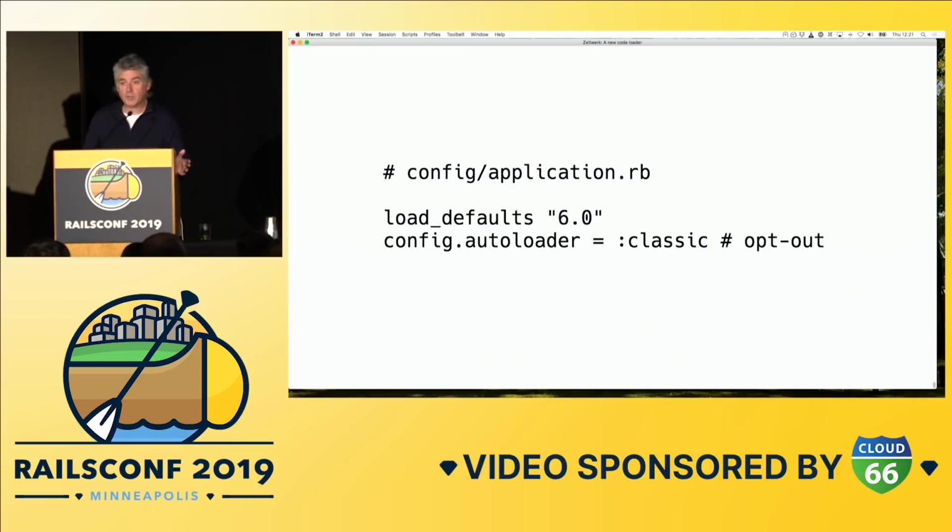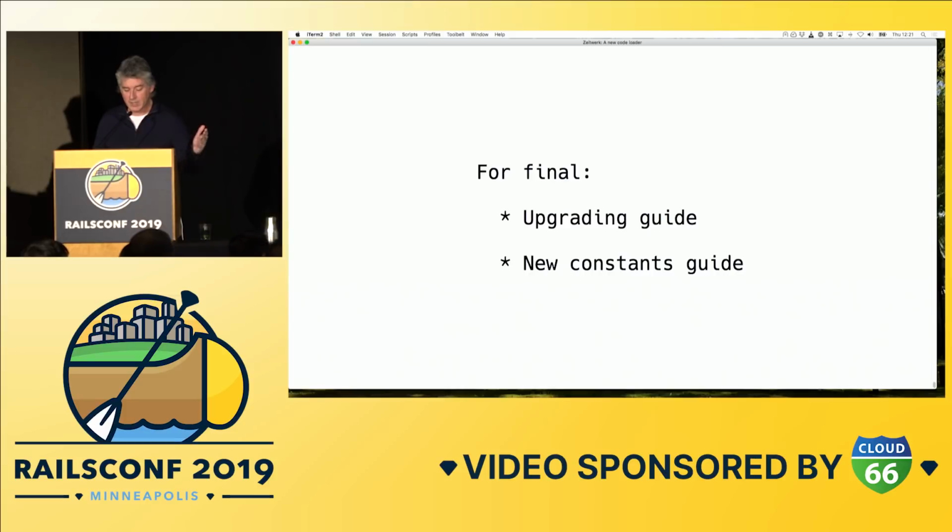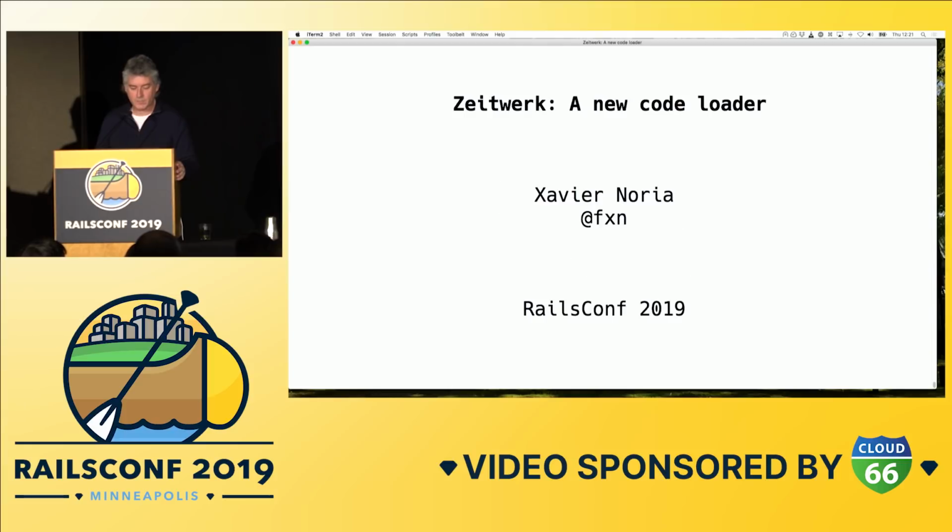Finally, you can opt out. If you are upgrading and you say, okay, I have a lot of work to do, we are going to deal with autoloading later, you can just say config autoloader classic, and you are using exactly the same autoloader that you were using in your previous version. And finally, now that things have settled and the API has converged, there's going to be documentation, of course, in the upgrading guide, and there's going to be a new constants guide covering Zeitwerk. All right, that's it. Thank you.